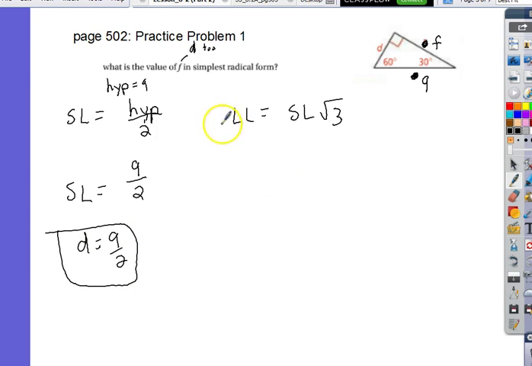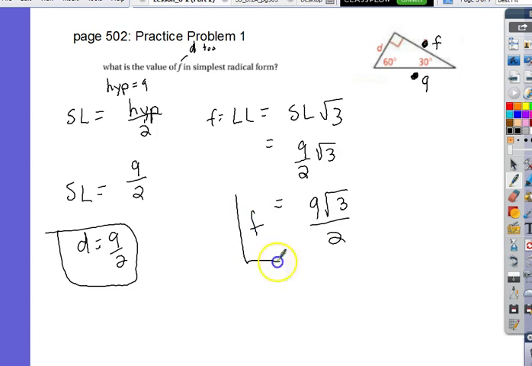The longer leg, which is equal to F, is just a substitution of the shorter leg, 9/2 times the square root of 3. And so that's just going to be 9 root 3 over 2. Or you could put 4.5 root 3. Any questions?